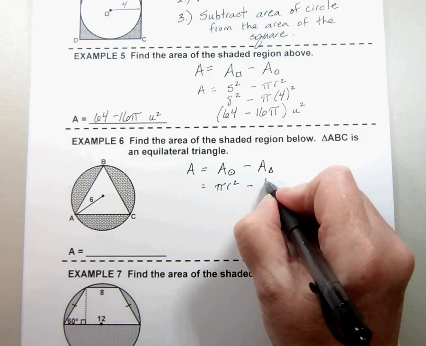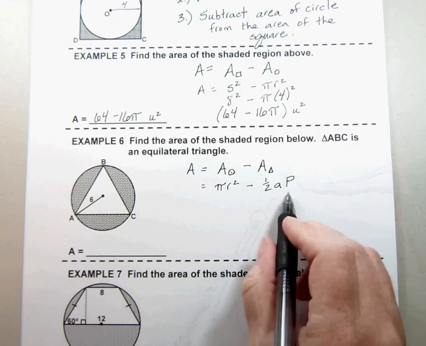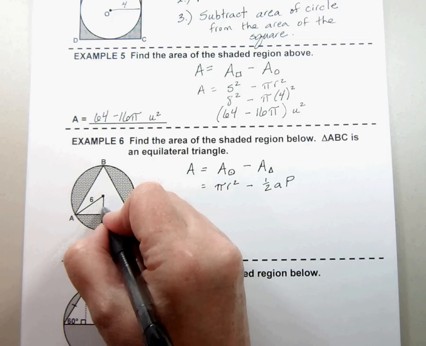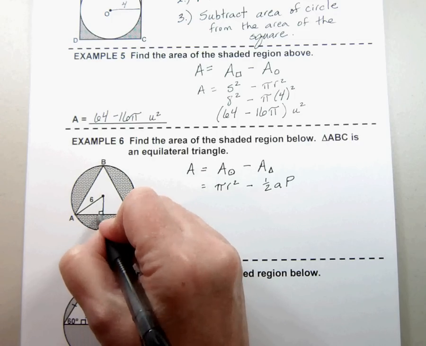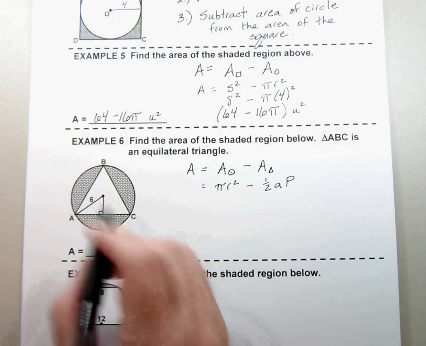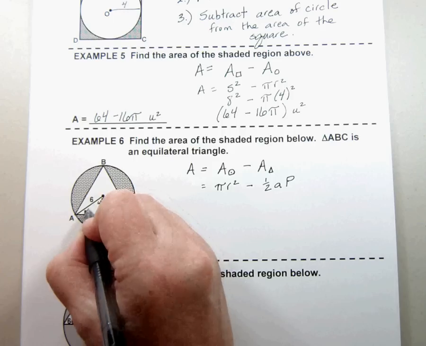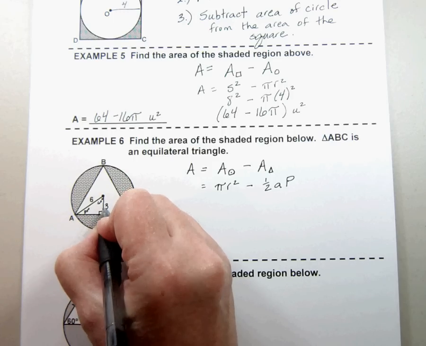Let's use a regular polygon formula again. It's 1/2 the apothem times the perimeter. So let's figure that out first. Remember that the apothem is this line that's a right angle. It's a perpendicular bisector of AC. This would be a 30, 60, 90. Half the hypotenuse gives us the apothem.